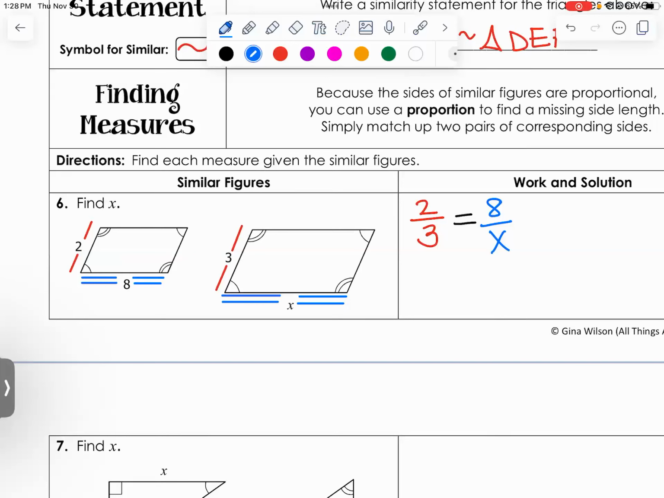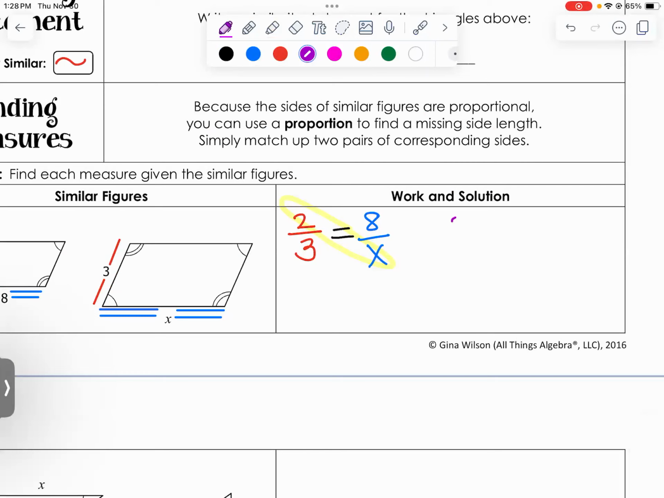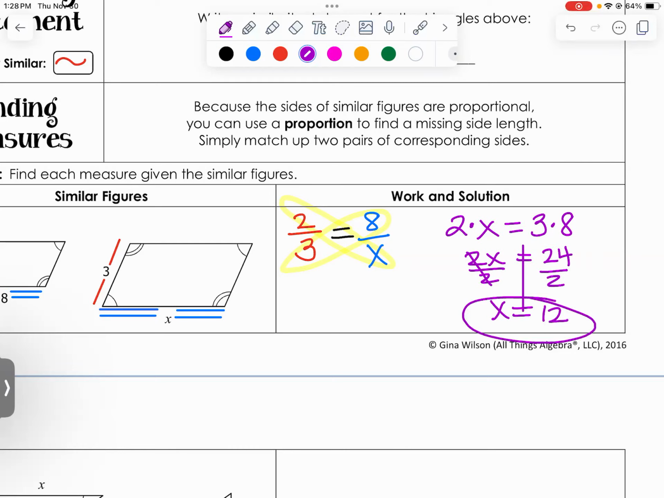So the hard part's over, right? You guys showed me you're great at solving proportions. We're going to take 2 times X equals 3 times 8. So we have 2x equals 24. How do I get x by itself? Divide by 2, and then x equals 12.